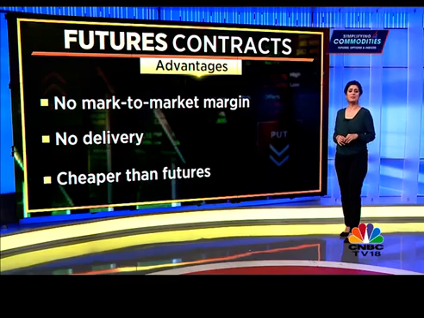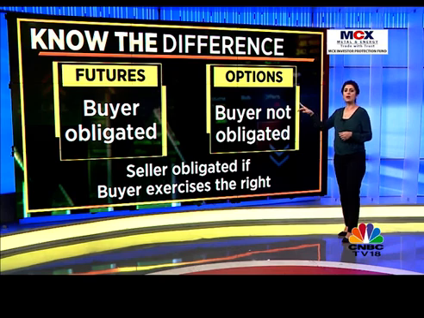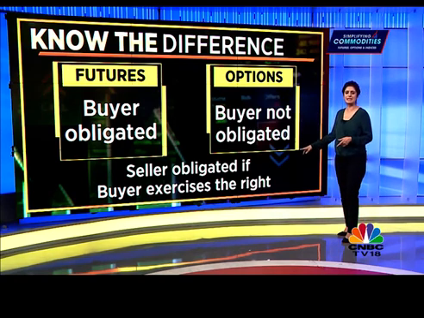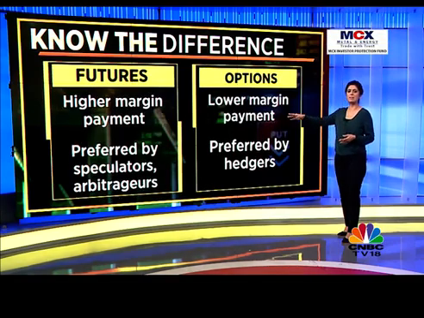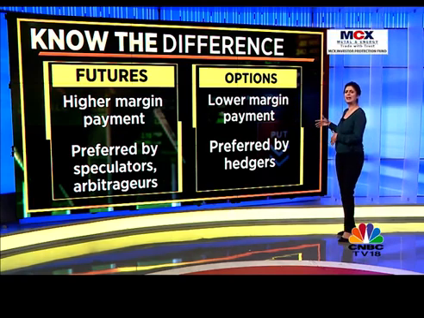The major differences between futures and options are that in futures, the buyer is obligated to honor the contract, while in options, there is no obligation. But in both cases, the seller is obligated to sell if the buyer exercises the right. Futures require higher margin to trade as compared to options. While futures are preferred by speculators and arbitrageurs, options are more used by hedgers.